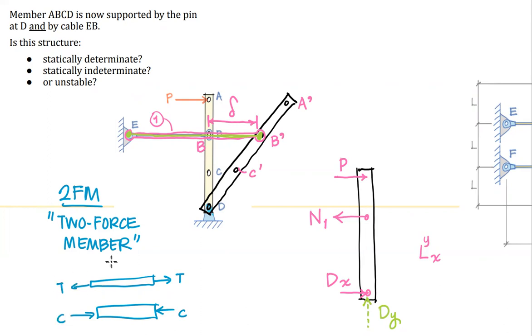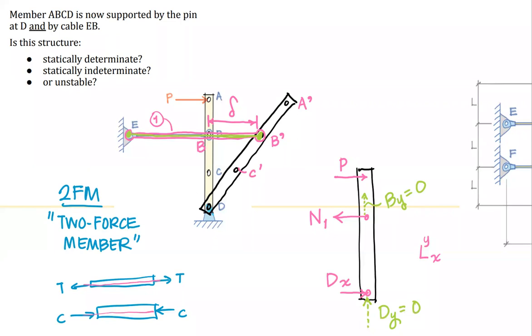But we know that these forces have to align to the longitudinal axis of the member. That's due to the definition of a two-force member. Therefore, that's how we know that there is no Y component here at B. So my B sub Y is equal to zero. And then D sub Y is equal to zero because there's nothing to balance that out. Okay, so there are only three non-zero reactions. We have our free body diagram.